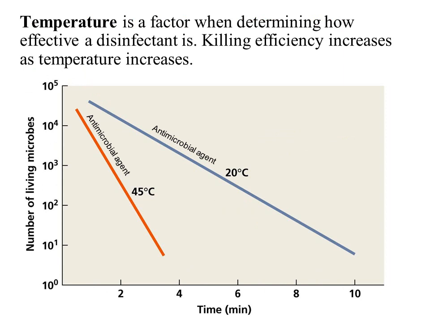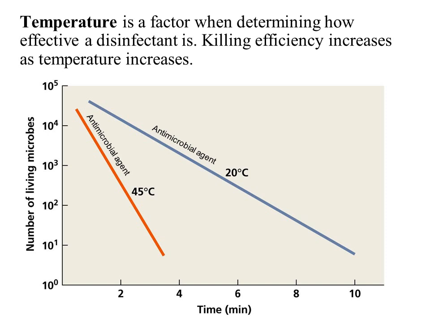Temperature is a factor when determining how effective a disinfectant is. Killing efficiency increases as the temperature increases. So based on this slide, it proves this statement. This is one disinfectant, and they're using it at 2 different temperatures. The first one is at room temperature, around 20 degrees Celsius. It would take about 11 minutes to 12 minutes to kill all of the microbes on the surface.